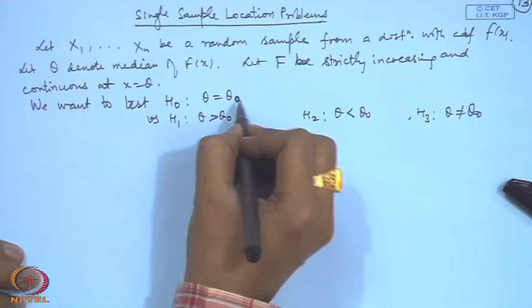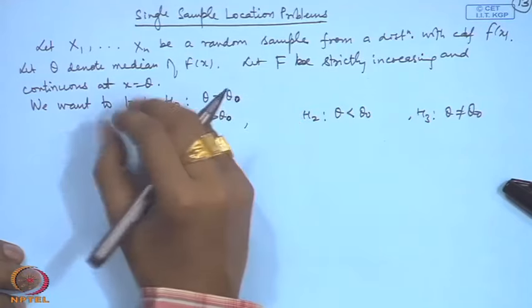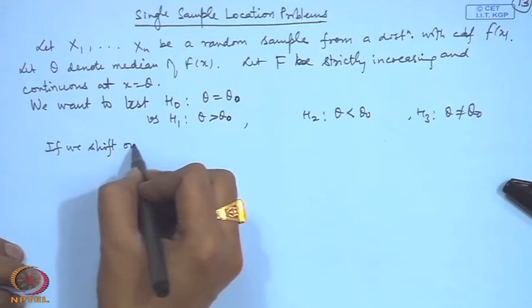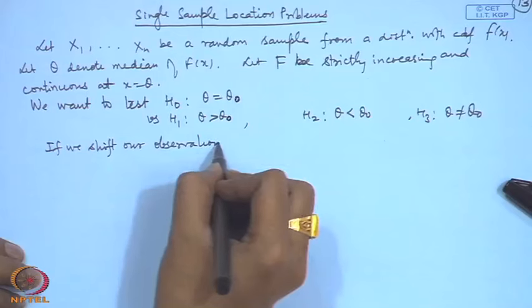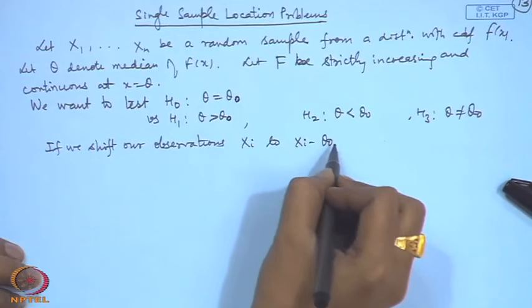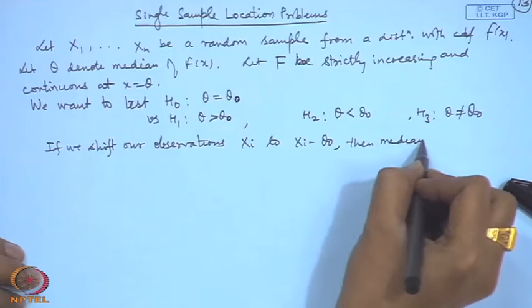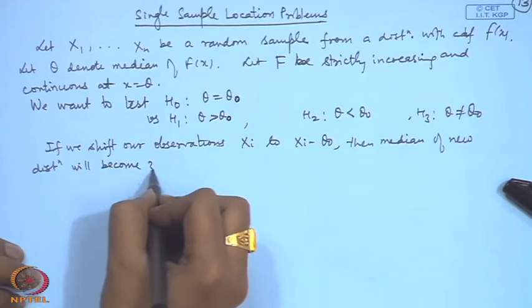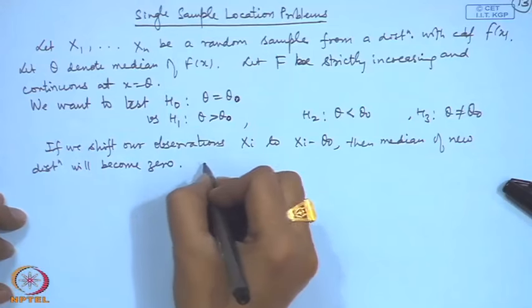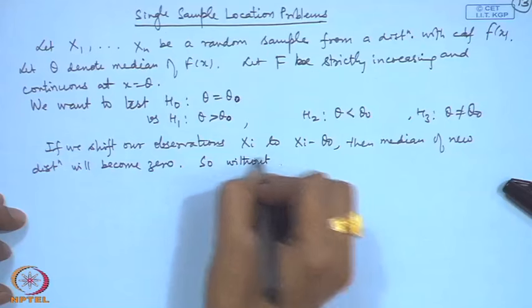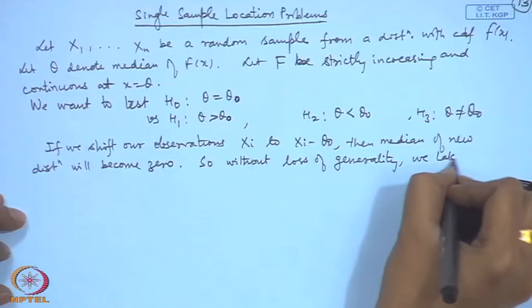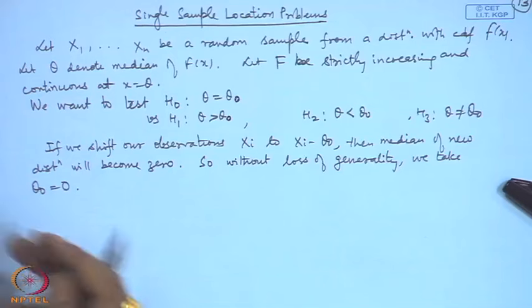Now we want to test about some value theta naught. Whatever the value theta naught is, since this is known, if we shift our observations Xi to Xi minus theta naught, then the median of the new distribution will become 0. So, actually we do that. Without loss of generality, we take theta naught to be 0, so that the problem becomes slightly simpler.